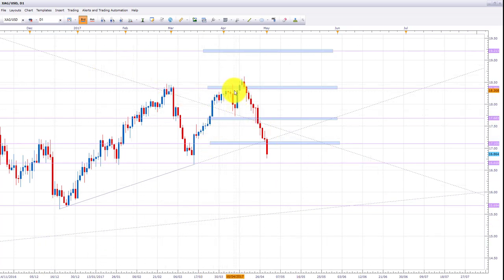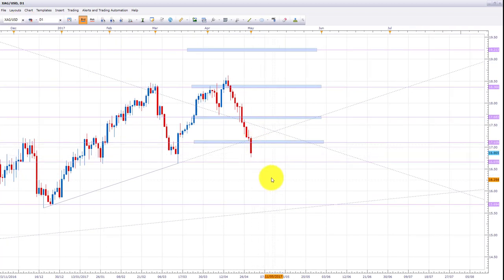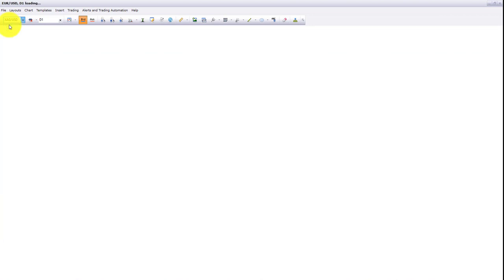which is the bottom of the wedge, which this pair did start to break out of, but it has actually collapsed back inside. So we are going to be favouring shorts on silver if we can get the right kind of reversal patterns, continuation patterns in the downside in this kind of area of resistance at 17.10.